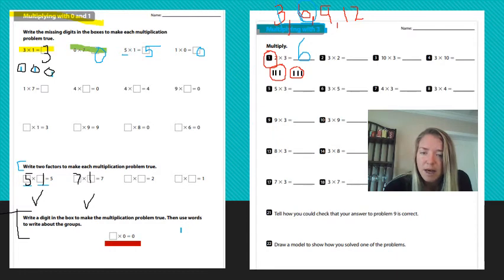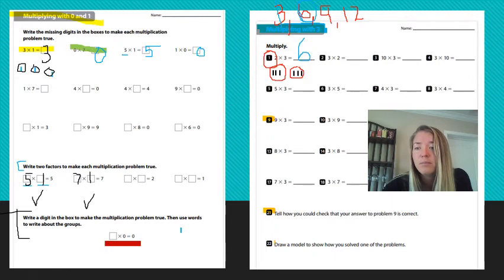Moving down to the bottom of the page, we have number 21 and number 22. Number 21 says, tell how you could check that your answer to problem 9 is correct. So I would go ahead and find number 9, and in this space I would just describe what strategy I used and why I know that my answer is correct based on the strategy that I used.